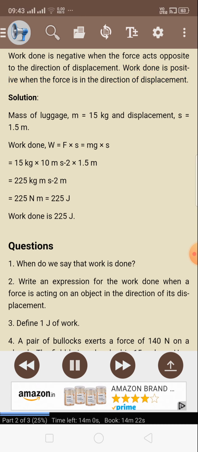Example 11.2. A porter lifts a luggage of 15 kilograms from the ground and puts it on his head 1.5 meters above the ground. Calculate the work done by him on the luggage. Solution. Mass of luggage m equals 15 kilograms and displacement S equals 1.5 meters. Work done W equals F times S equals m g times S, equals 15 kilograms times 10 meters per second squared times 1.5 meters, equals 225 kg m squared per second squared, equals 225 Nm, equals 225 J. Work done is 225 J.